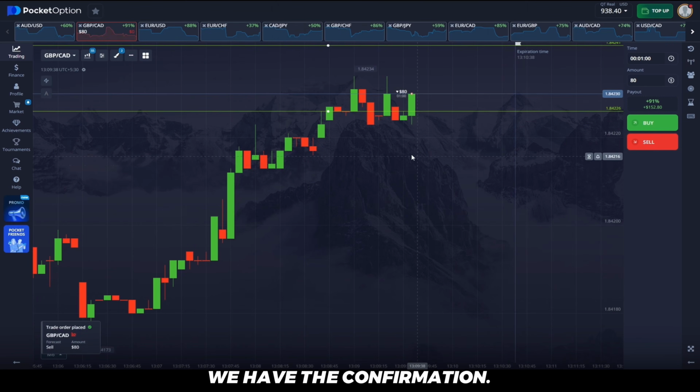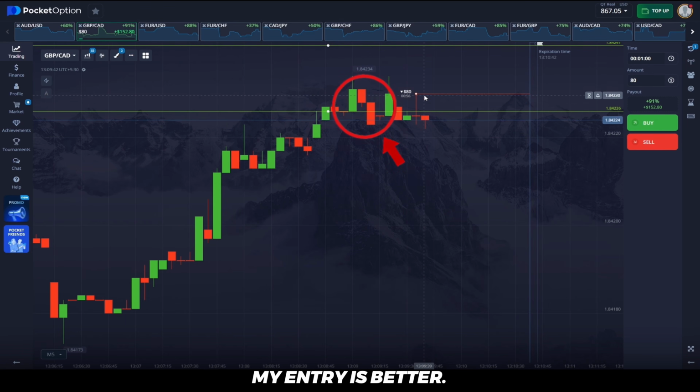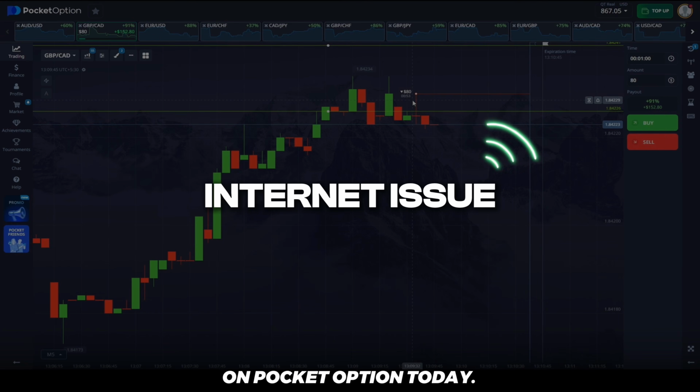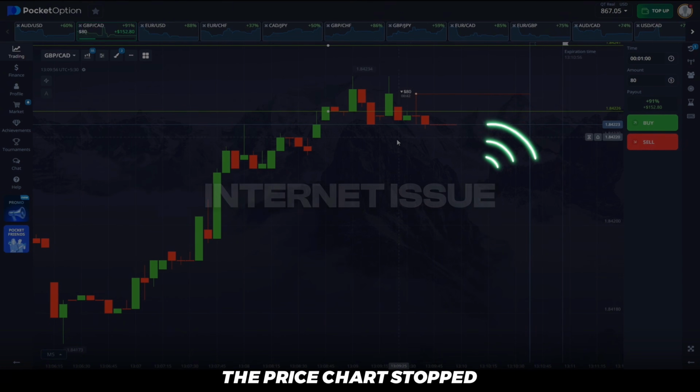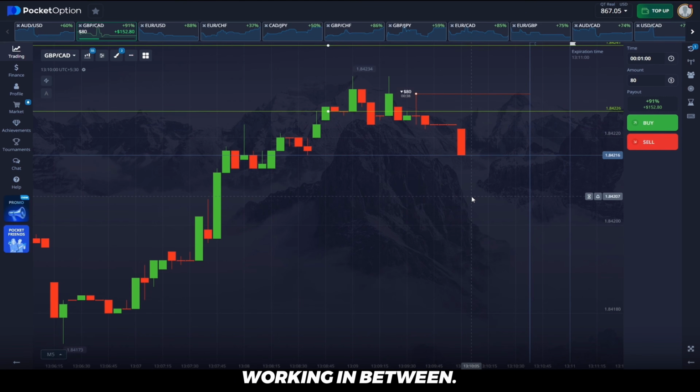Okay, we have the confirmation. This is the confirmation candle here. My entry is better. I'm facing internet issue again on Pocket Option today. I don't know the reason, but on IQ Option I never face such issues, but on Pocket Option usually at this time I face internet issue. The price chart stopped working in between.